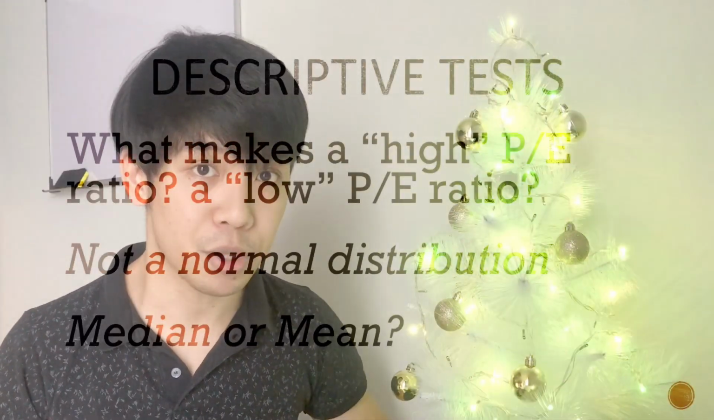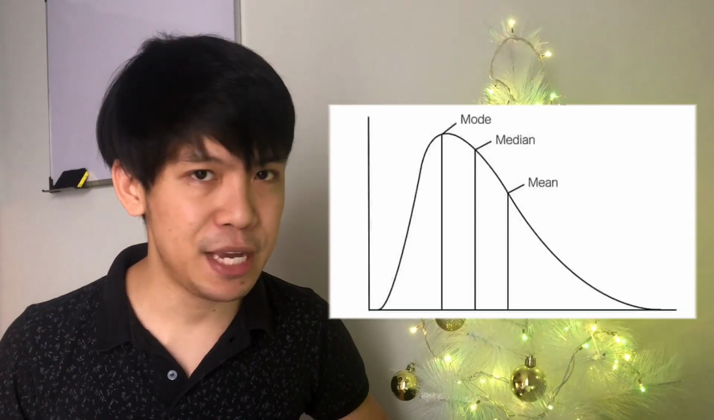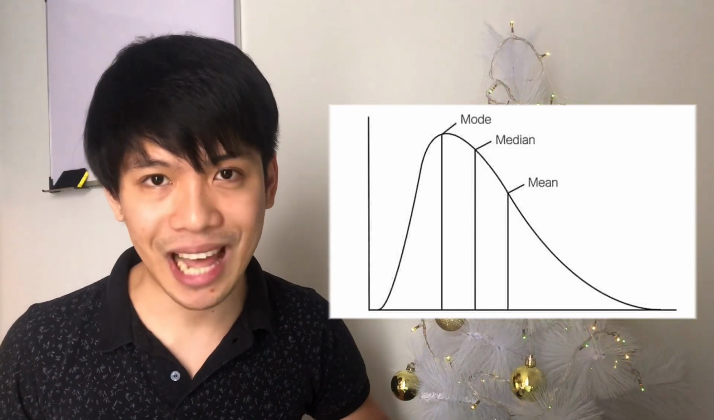Because of this, in selecting a measure of central tendency, it may be inappropriate to use the mean. Maybe the median would be more appropriate. The mean will be skewed by the outliers further to the right.